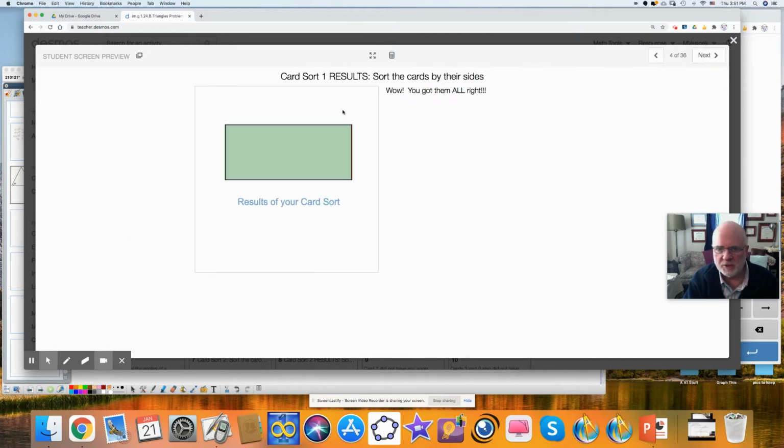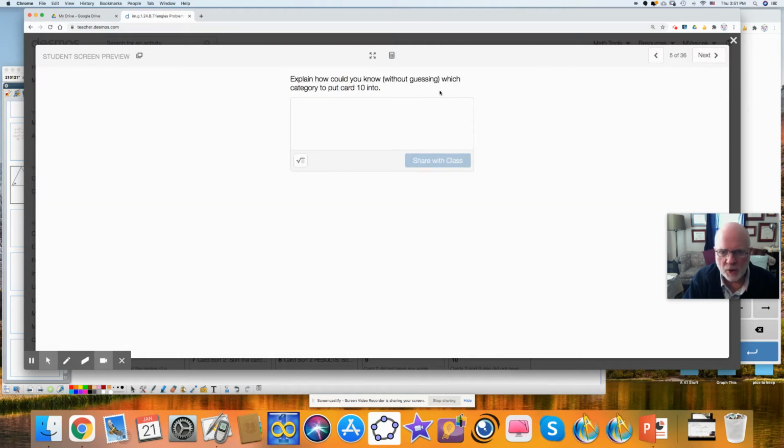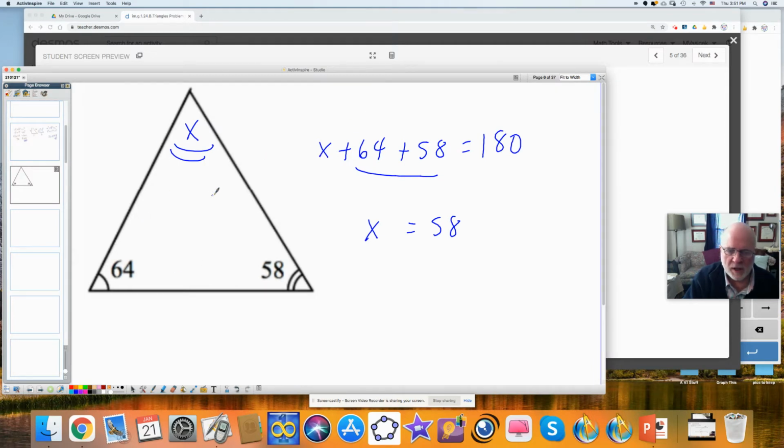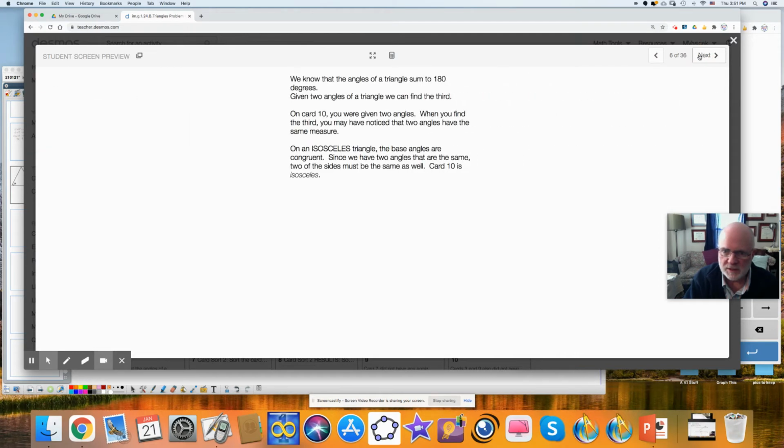On this next page, you get a scale that shows you how many of the 13 cards you got correct. And it asks you, how did you know, without guessing, which category to put card 10 in? Card 10 was this one. You do it by finding the third angle. If two angles of the triangle are the same, that means that two of the sides would also be the same. So it's isosceles. And we'll talk more about that later.